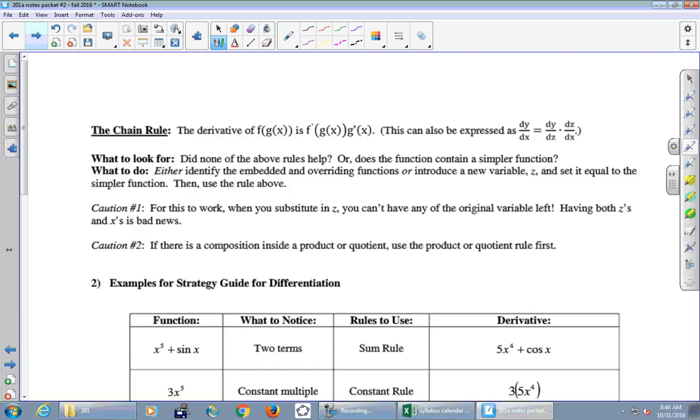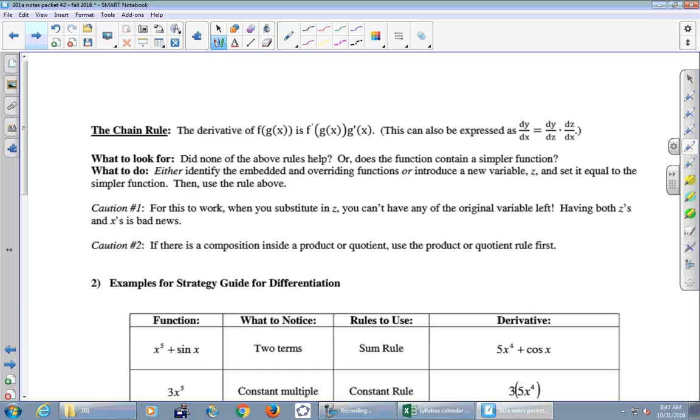Does the function contain a simpler function? Is there an inside and an outside function? What to do? Either you identify the embedded and overriding functions, or you introduce a new variable. We didn't really do this Z thing very often. I think it was once in the set of activities. And then you apply your rule.